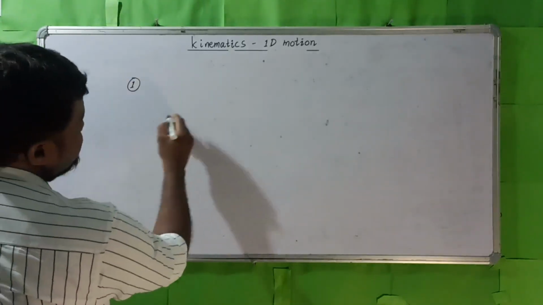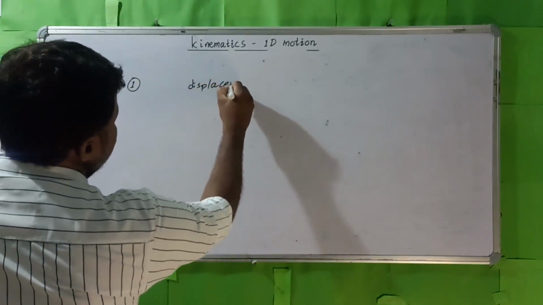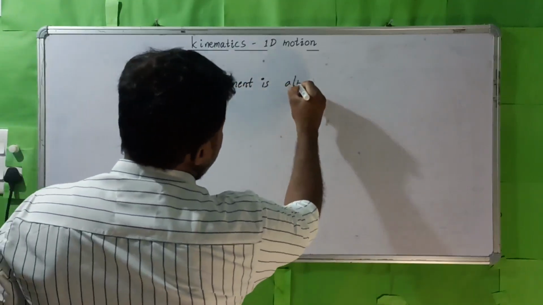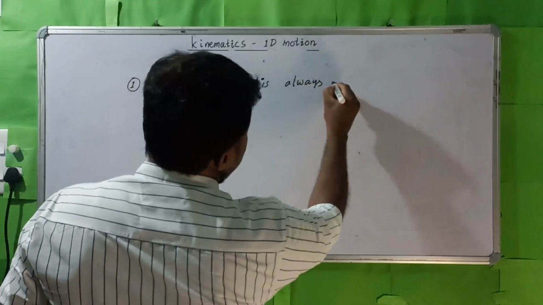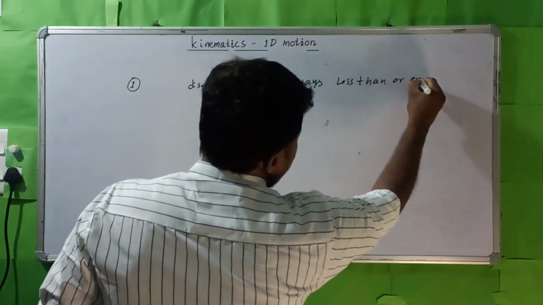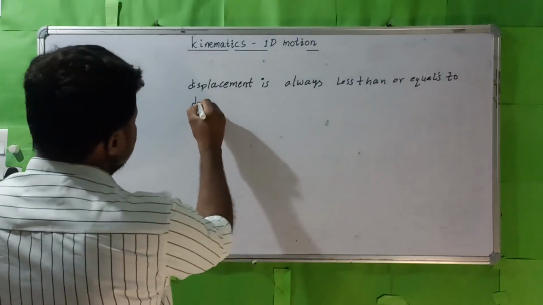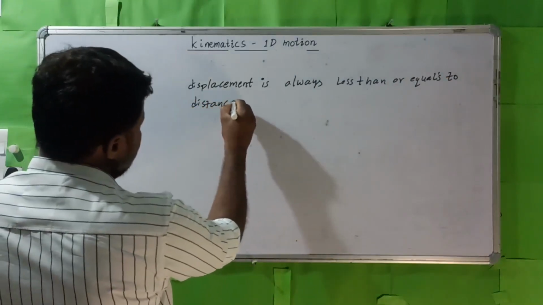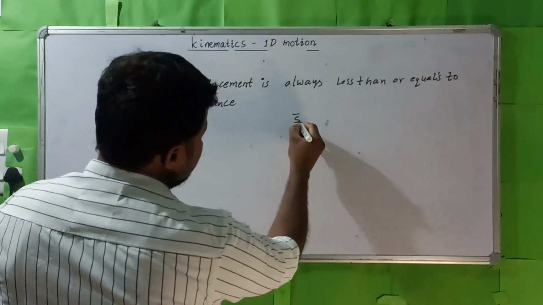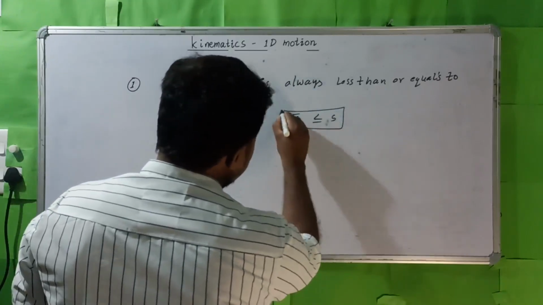The first point: displacement is always less than or equal to distance. Displacement S bar is always less than or equal to distance S. Very important statement.